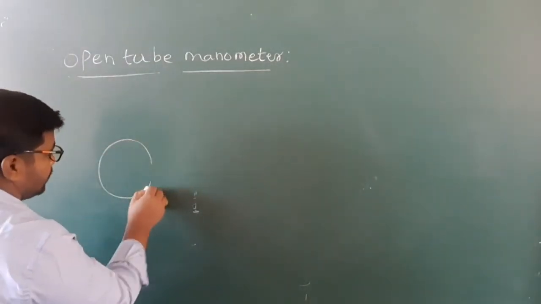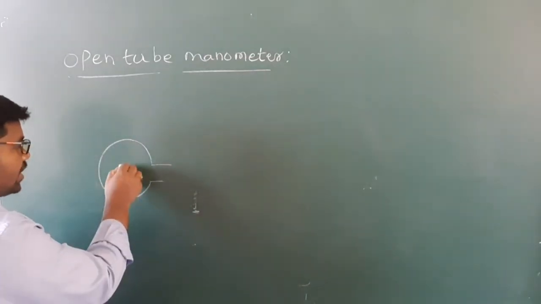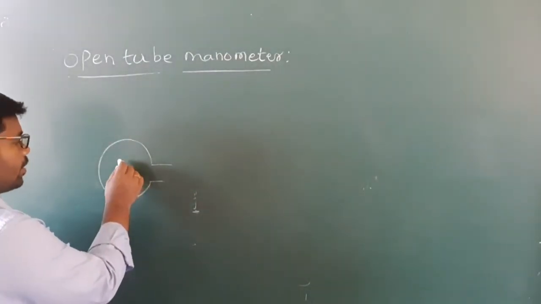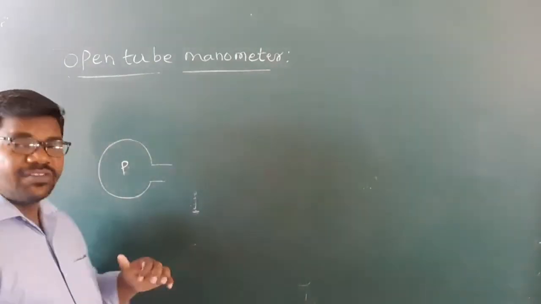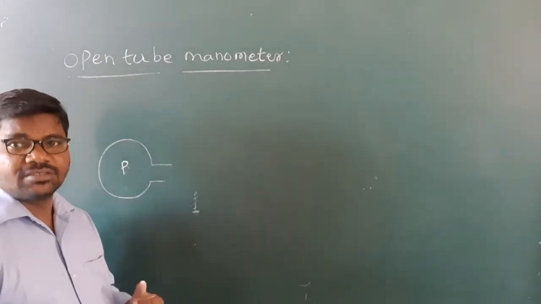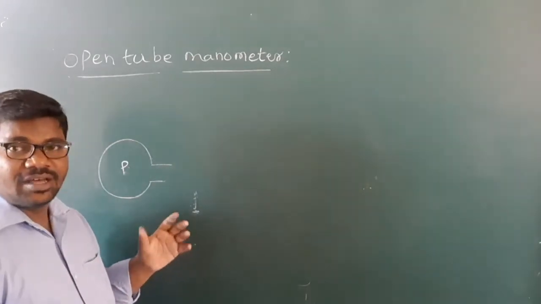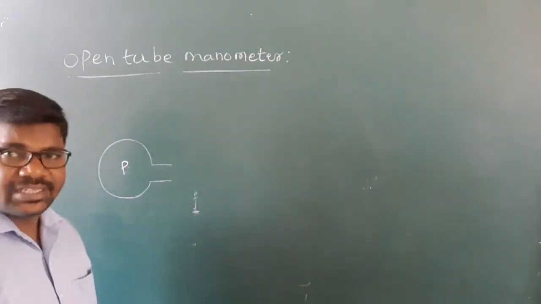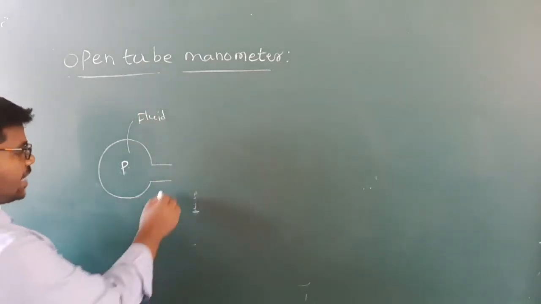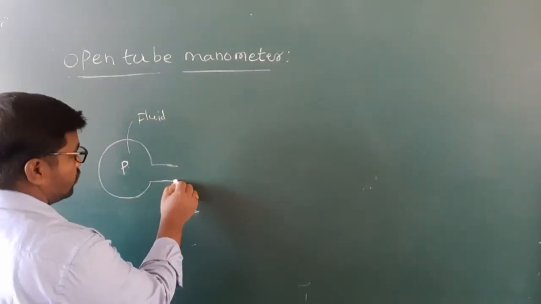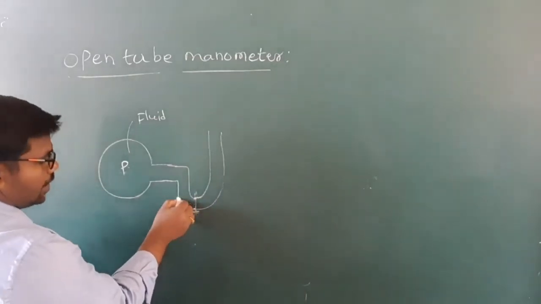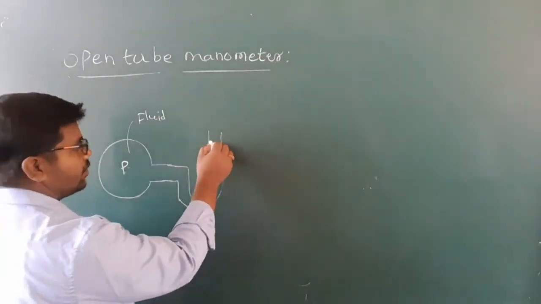Now consider a vessel, denoted A or P for pressure. In this vessel we can fill any gas. We have to find the pressure of a gas, how much pressure it exerts on another surface. So we can take some unknown gas or liquid or fluid, and attach a glass rod. The shape of the glass rod is U. Consider a U-shaped glass tube, and we fill it with mercury.